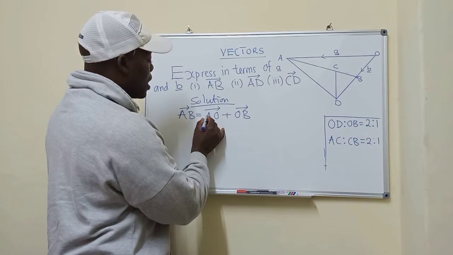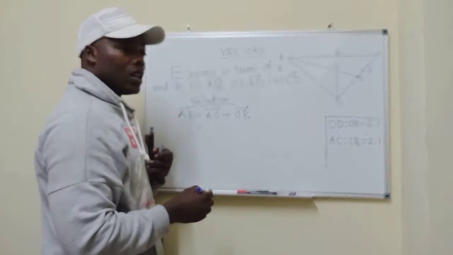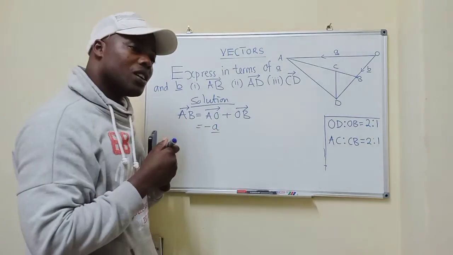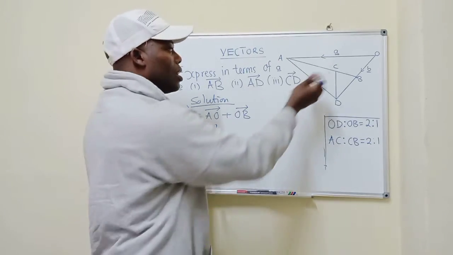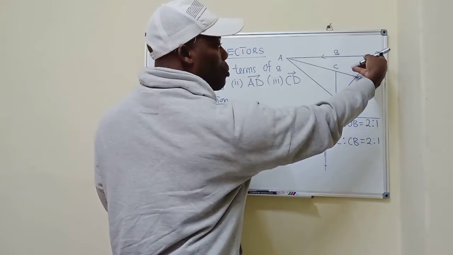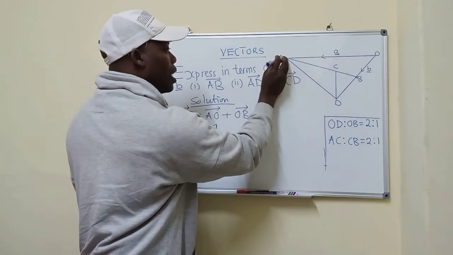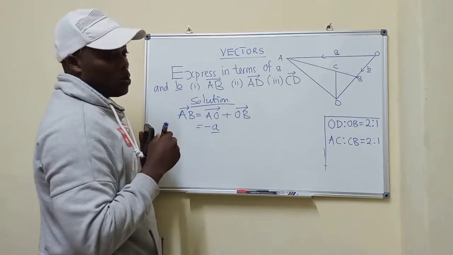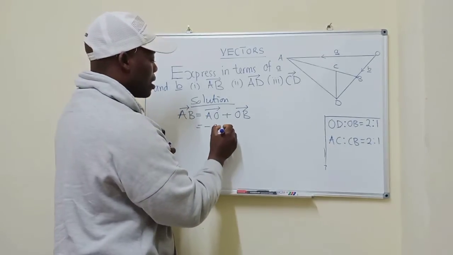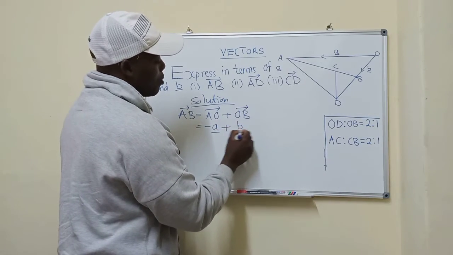Okay, so we will say, what is our vector A? Oh, what are you able to say there? It's negative A. Yeah, that's good. Why? Because it's going in the opposite direction. If you can see, the arrow is pointing this side. It's from O to A. But what we want here is moving from A to O. So we need to put the negative to show that it's the opposite direction. What about OB? OB is just B.